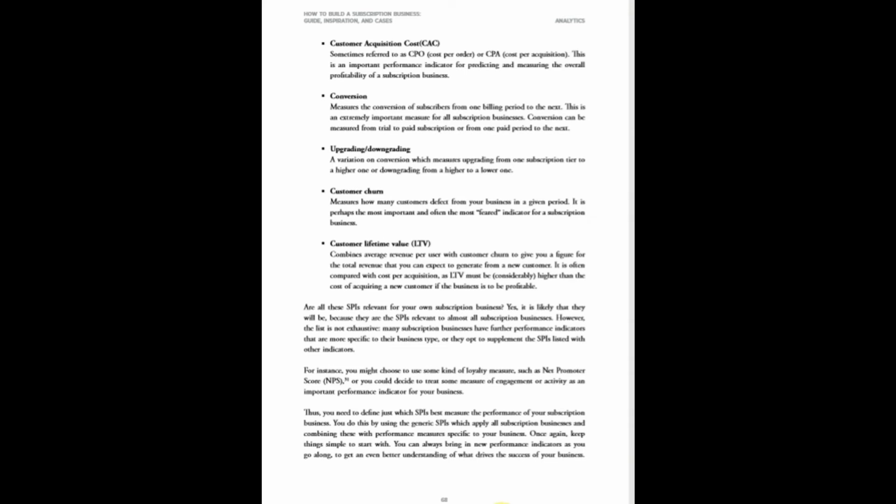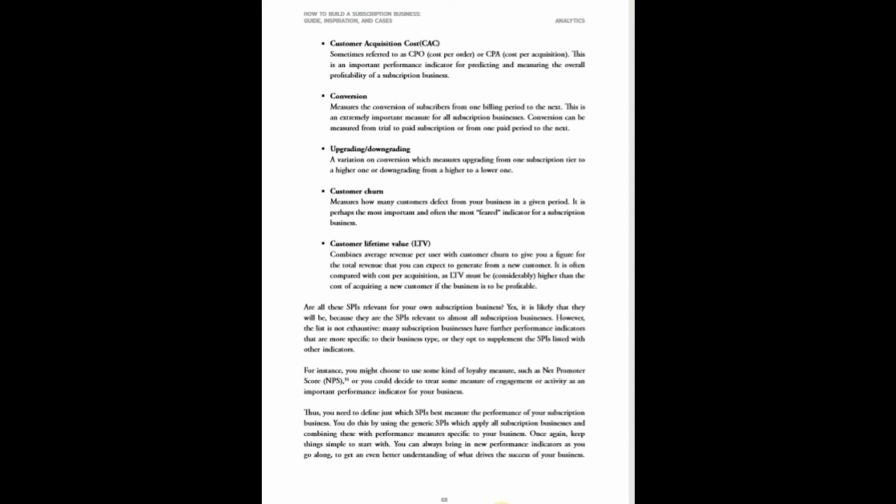Okay. So step 28, implement a procedure of ongoing data tracking and analysis on all subscription performance indicators. The next step is to define your reporting procedure based on the SPIs, the subscription performance indicators, defined in the previous step. You should set up a procedure to ensure that you and your organization receive reports on all your SPIs on an ongoing basis, in order to continuously track the performance of your business.